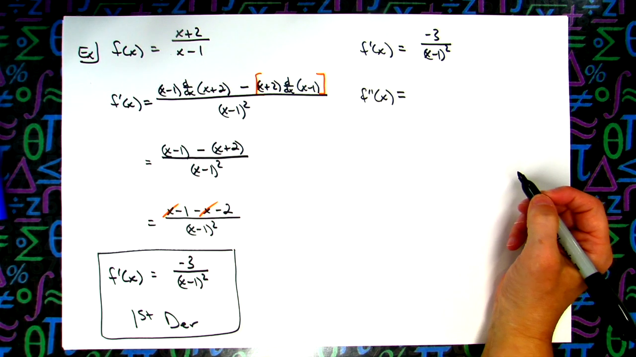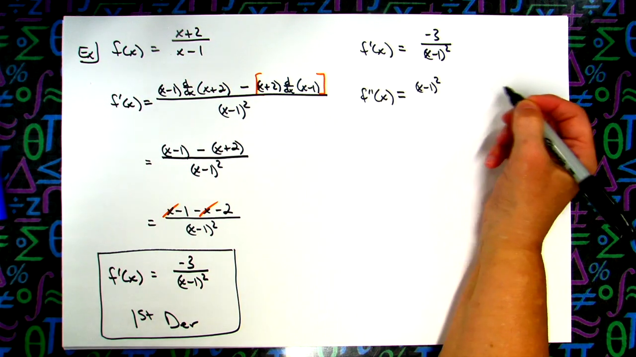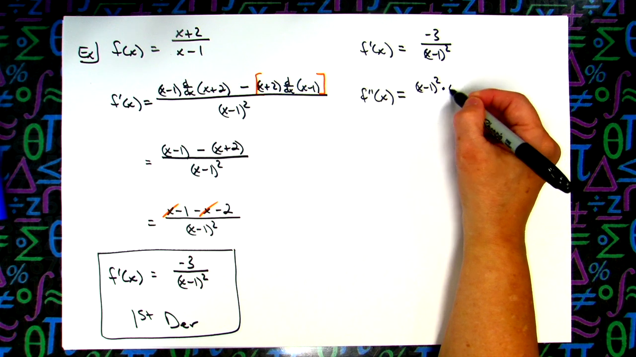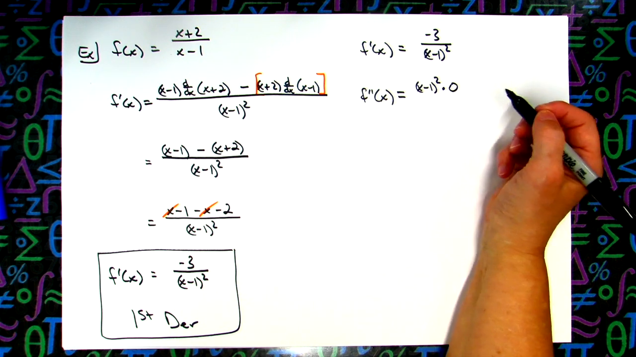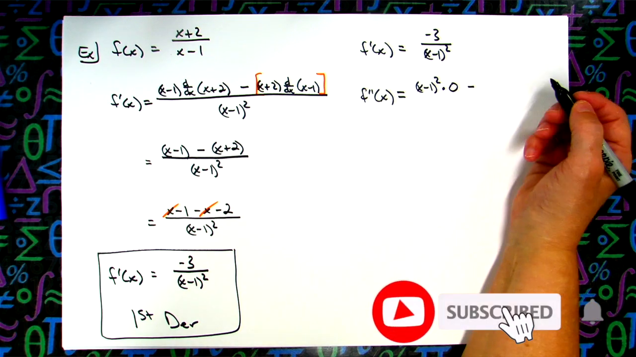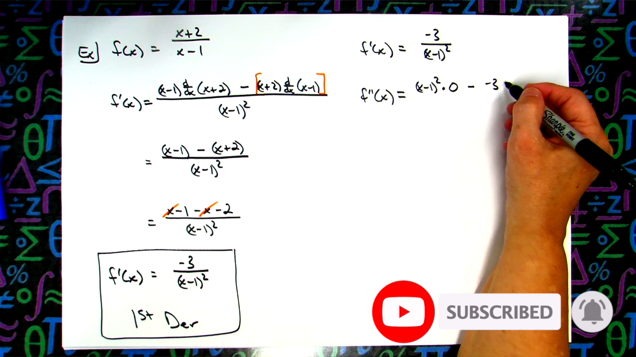All right, so I need the bottom, x minus 1 to the second power, times the derivative of the top. Derivative of that constant is 0, so I'm just going to go times 0. I left out the d/dx notations, okay? Minus the top times the derivative of the bottom.